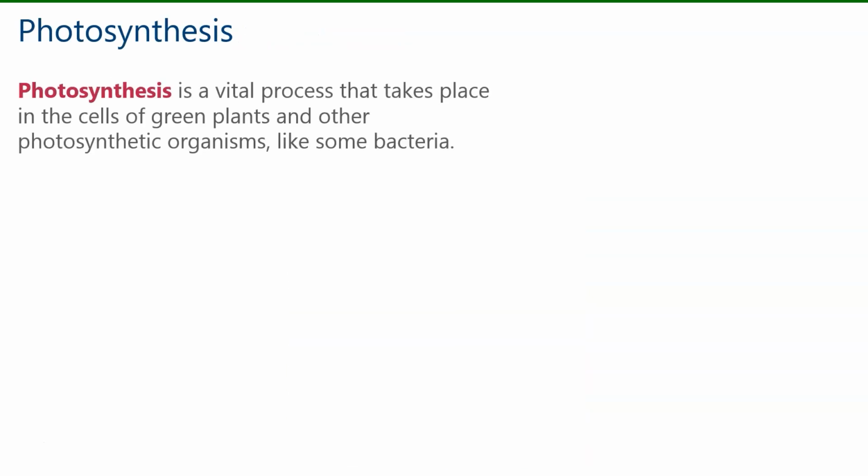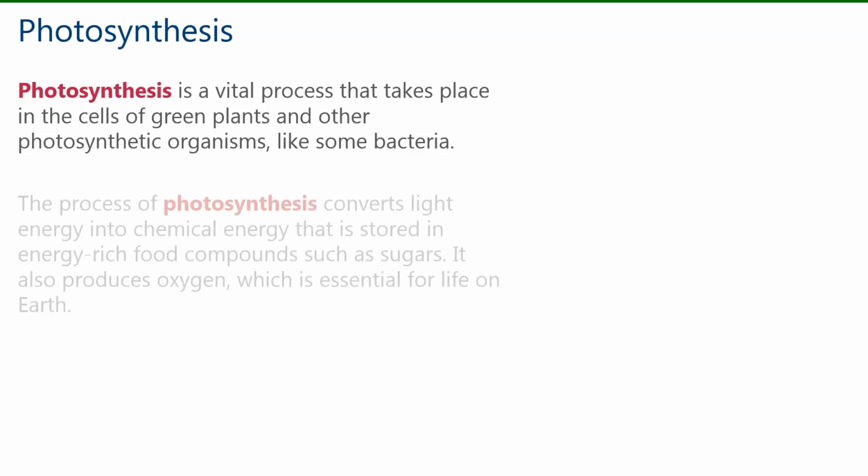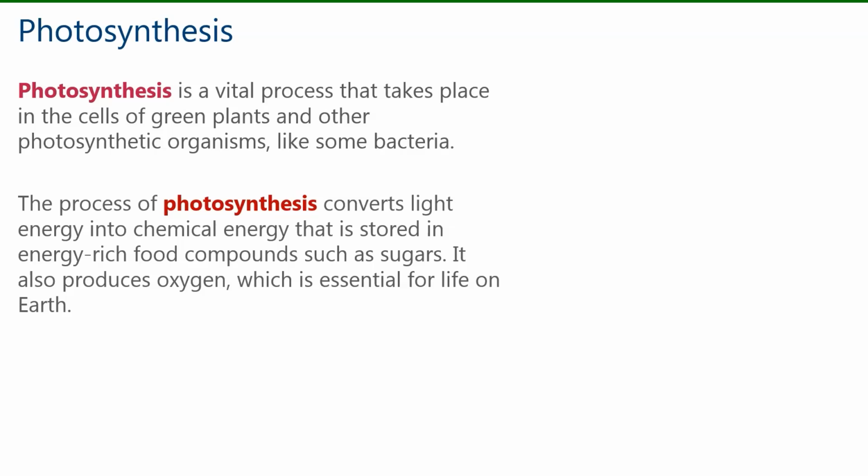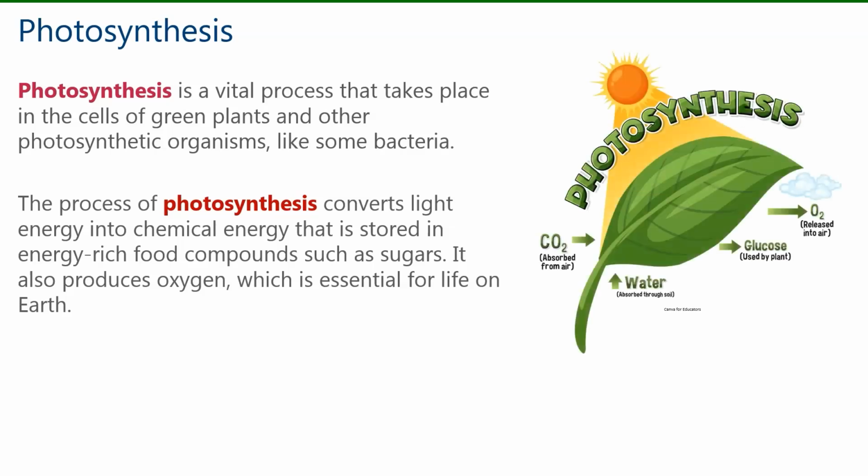Photosynthesis is a vital process that takes place in the cells of green plants and other photosynthetic organisms, like some bacteria. The process of photosynthesis converts light energy into chemical energy that is stored in energy-rich food compounds, such as sugars. It also produces oxygen, which is essential for life on Earth.